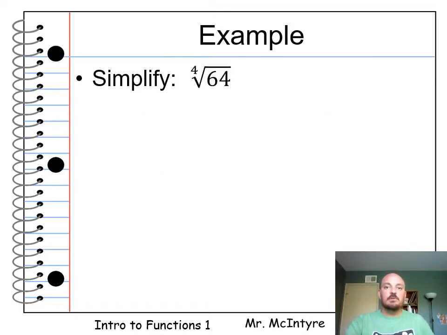So let's simplify the 4th root of 64. And in order to answer this question, I want to break it down using what we call a factor tree. So I'm going to take the 64 and I'm going to start breaking it down. I'm going to say, first of all, let me just start with 8 times 8. 64 is 8 times 8. And then I say, well, each of those 8's can be broken down too, because each of those is 4 times 2.